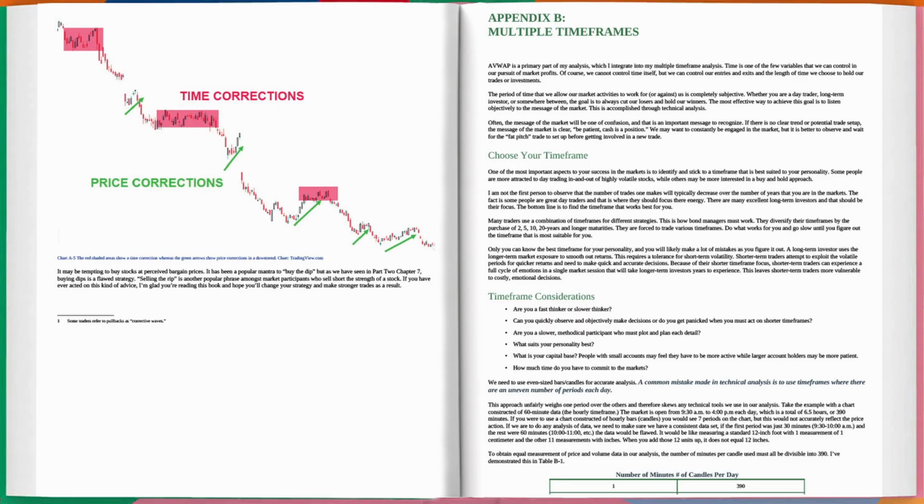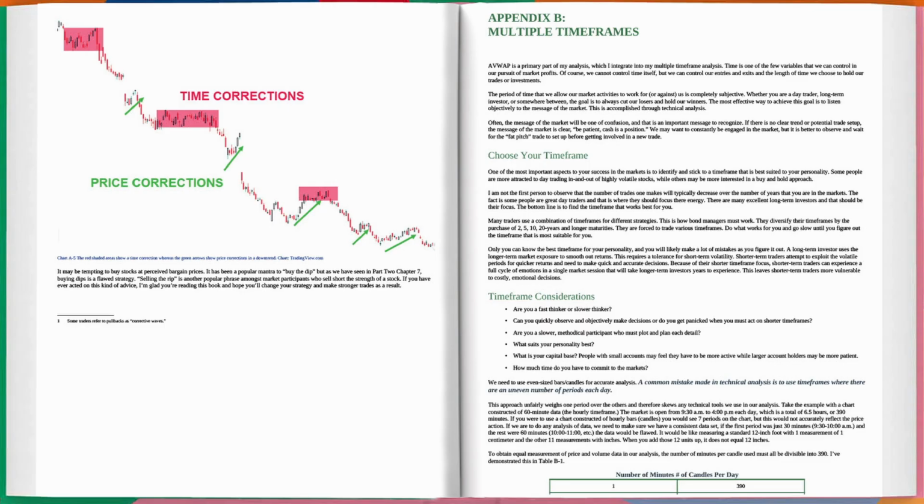A long-term investor uses the longer-term market exposure to smooth out returns. This requires a tolerance for short-term volatility. Shorter-term traders attempt to exploit the volatile periods for quicker returns and need to make quick and accurate decisions. Because of their shorter time frame focus, shorter-term traders can experience a full cycle of emotions in a single market session that will take longer-term investors years to experience. This leaves shorter-term traders more vulnerable to costly, emotional decisions.